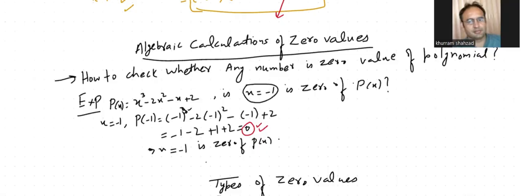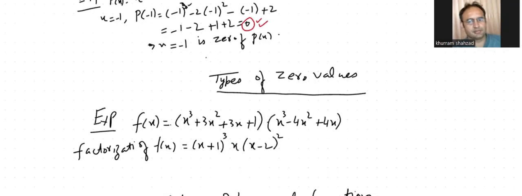Next is types of zero values. Suppose we are given this polynomial function, and this is the factorization of this polynomial function. These are the factors of the polynomial function. If you want to find the zero values from this factorization, you have to use the zero product property, which we have studied earlier. So how can we find this? We have to set f of x is equal to 0.